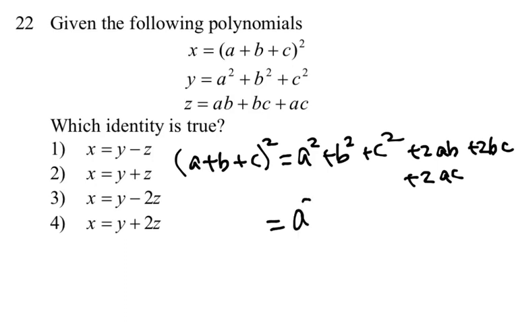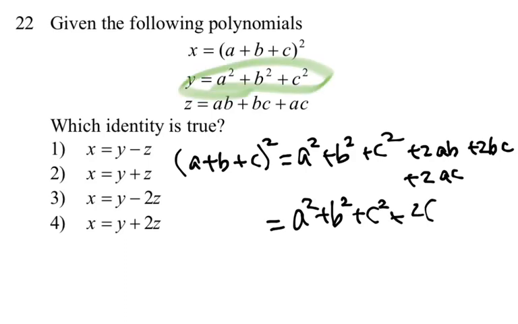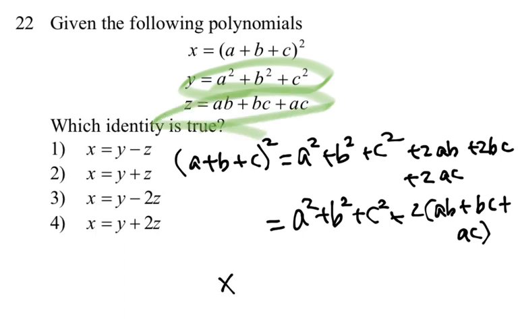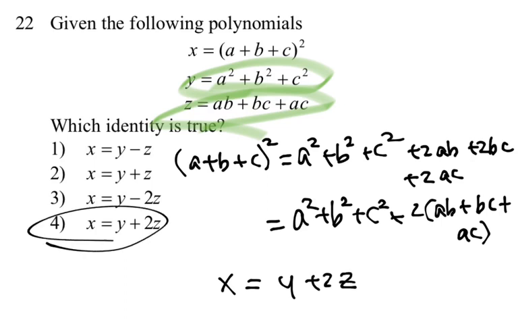So we can rewrite this one as a squared plus b squared plus c squared. Notice that's what we have over here. And then 2 can be factored. Then we have ab plus bc plus ac. Notice that's the bottom one. Then my left side can be rewritten as x. And then a squared plus b squared plus c squared would have been equal to y plus 2 times z, which is choice 4, the answer.